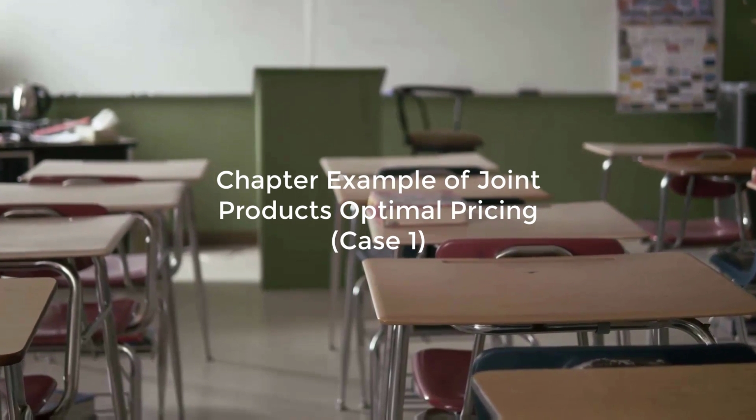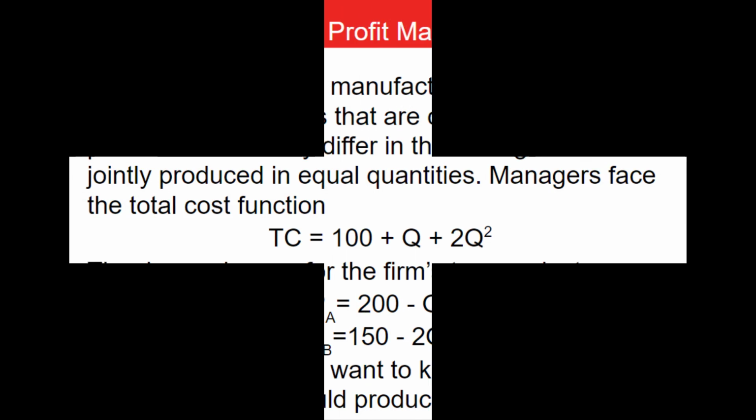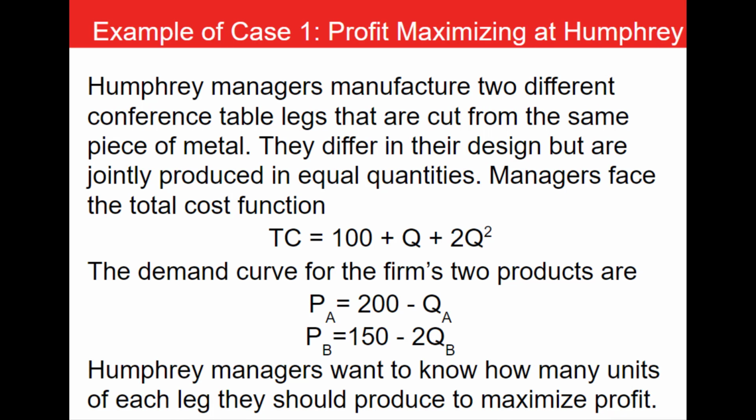Alright, let's look at the example given in the textbook chapter 8 that I rewrote as a question. The question is about profit maximizing or optimal pricing decision for joint product monopolies. Humphrey managers manufacture two different conference table legs, so multi-products, that are cut from the same piece of metal. They differ in their design but are jointly produced in equal quantities.